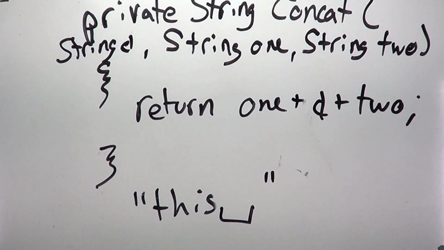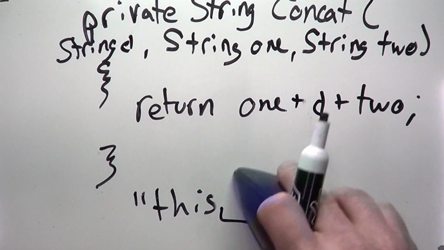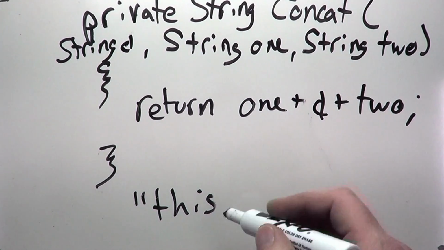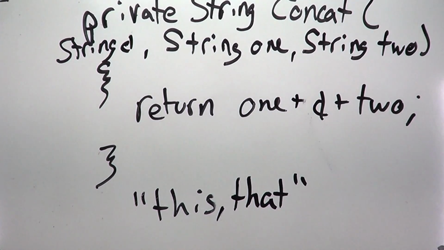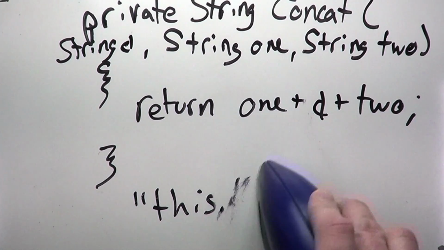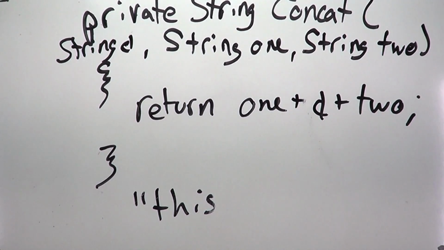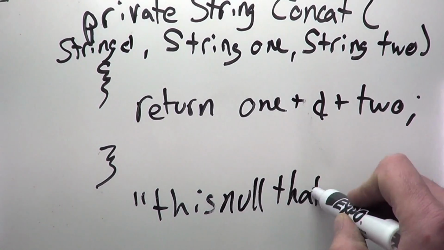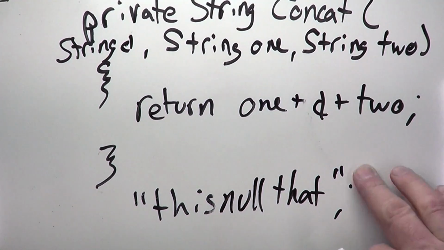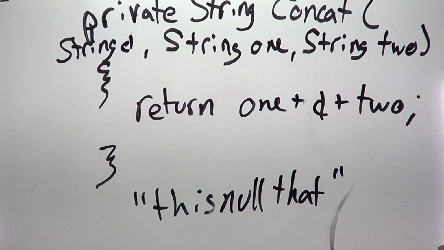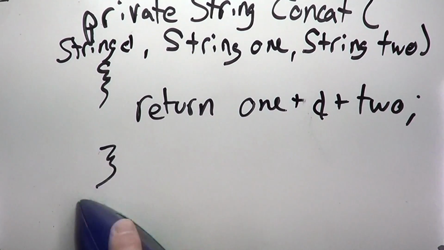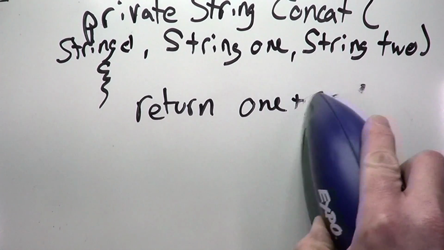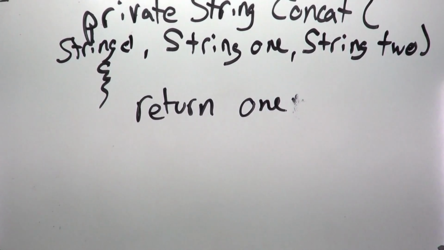There. And so if you pass in a comma for a delimiter, in this case, you'll get this comma and then that, if that was string 2. If you pass in null for the delimiter, you'll get this null that, which obviously is probably not desirable. So one of the things you may want to do is see if the delimiter is null, and if so, do something different. So we can swap this up a little bit.